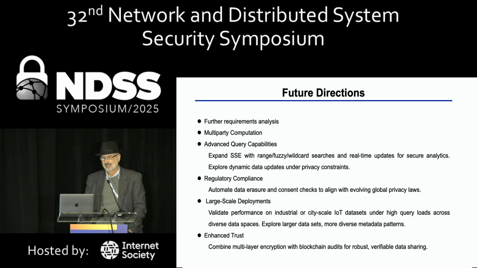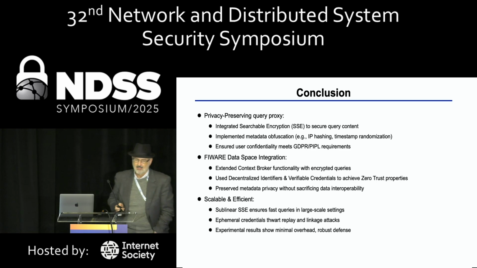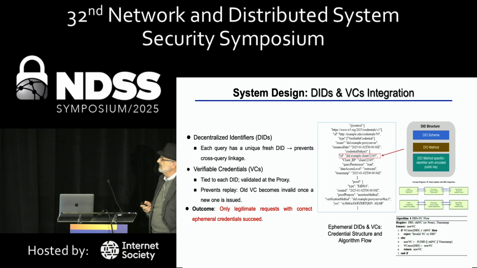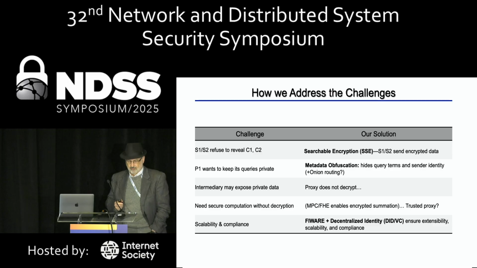So one technical question. There is in the slides, I don't remember the number, but you said we hide the sender identity, but without using onion routing. But I didn't understand that. Could you please repeat? You said in your solution you hide the identity of the sender, in this one, yeah, hides query terms and sender identity. So I didn't understand. How do you hide the sender identity?